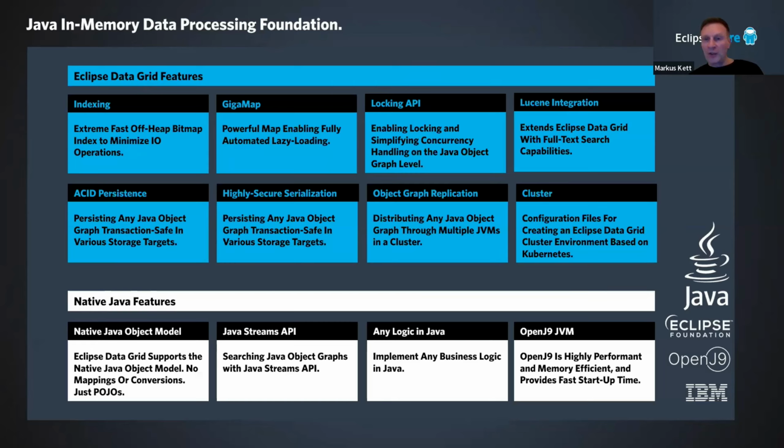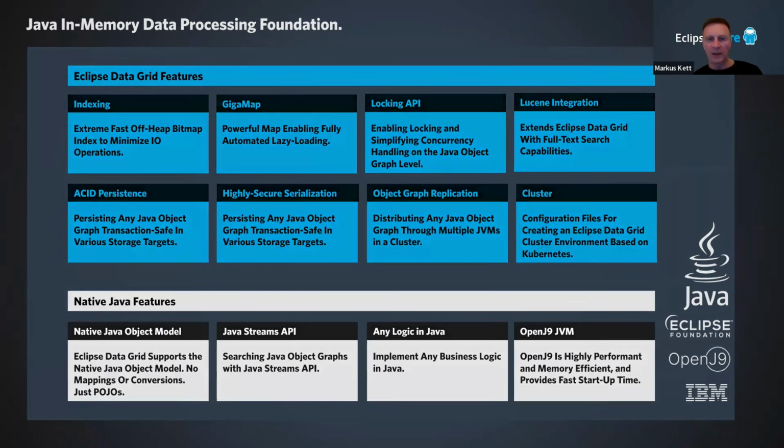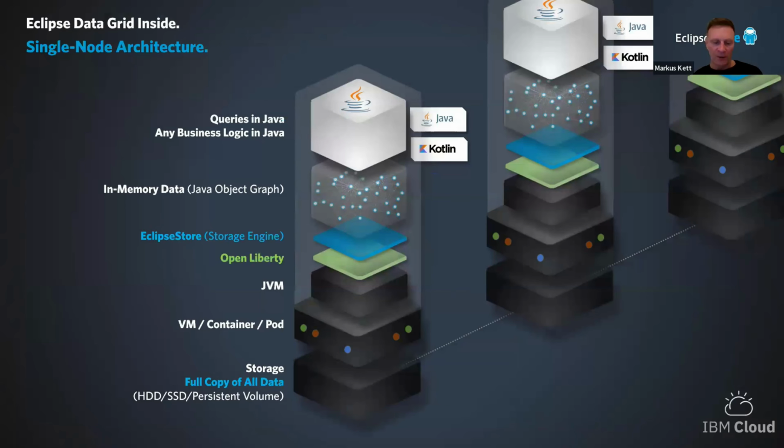We have a Lucene integration for full text search, so you don't have to care for that. It's convenient to use. Object graph replication and now the cluster solution. And the whole package, everything is open source and provided under the Eclipse Public License. There is no single feature missing and no single commercial feature. Everything is open source.